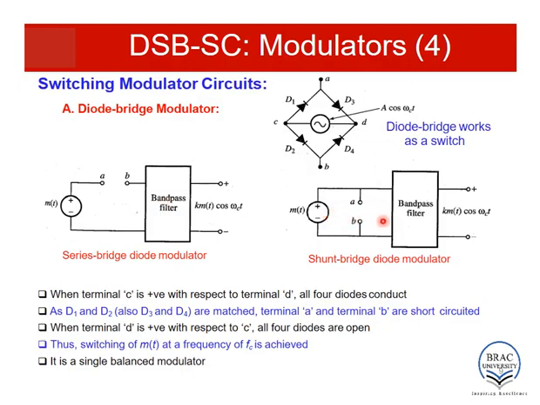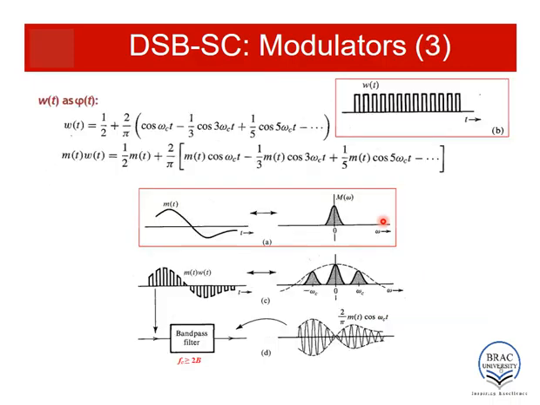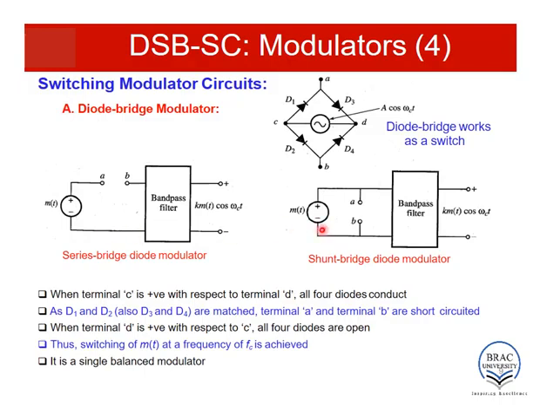This will work as a single balanced modulator because in the multiplication of MT and WT, you can see there is the message component itself, but no carrier component. That means the carrier component is suppressed, and thus these two circuits work as single balanced modulator for the carrier.